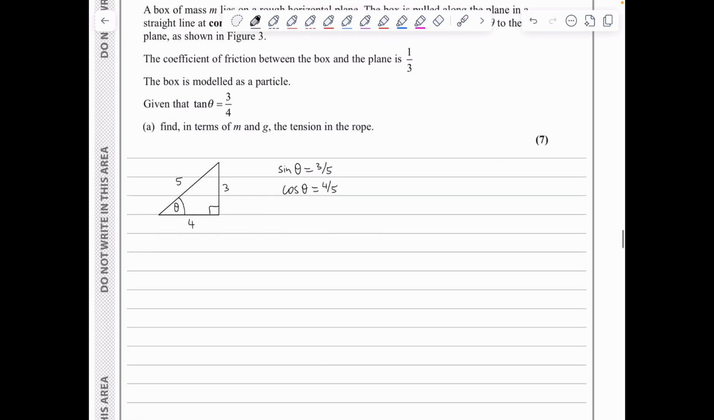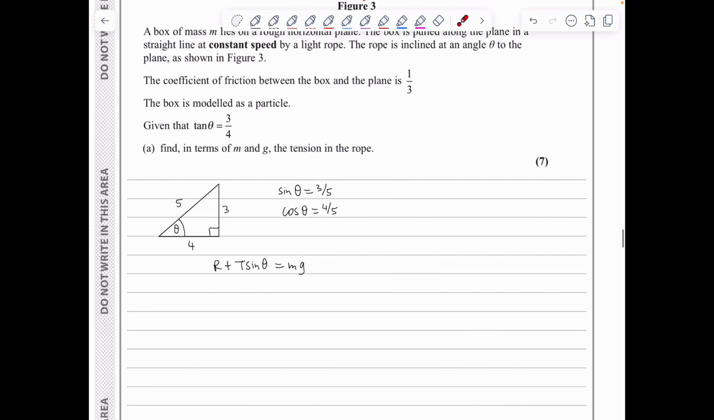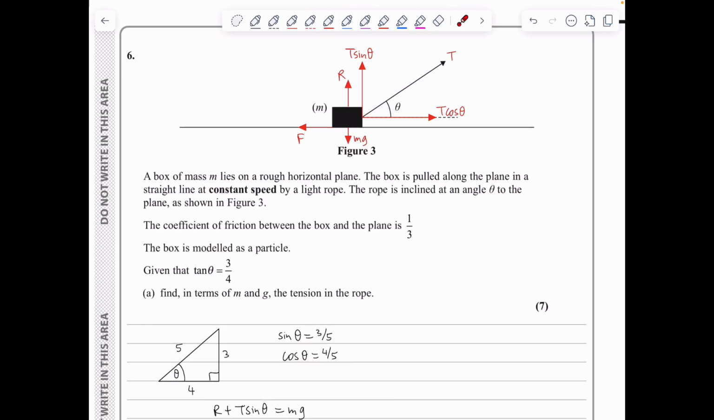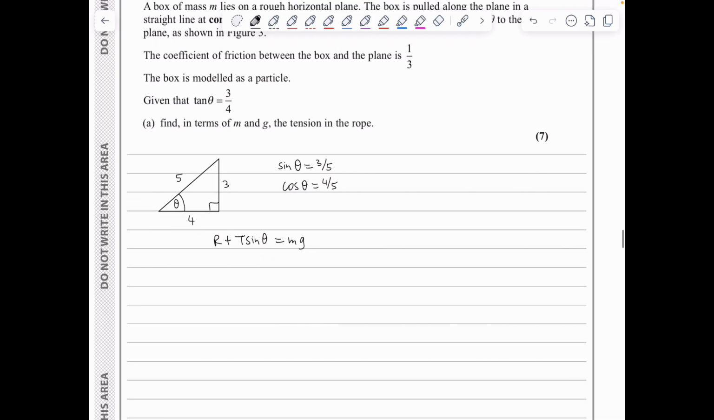This means that we're looking at R plus T sin theta being equal to mg. And then since we're moving at a constant speed, there is no resultant force along the horizontal, which means forces acting to the right is equal to forces acting to the left. So we're looking at T cos theta being equal to F. And we have said that F has attained the maximum value, so F is equal to F max, which is equal to mu R.